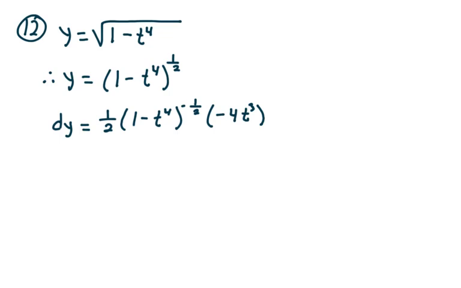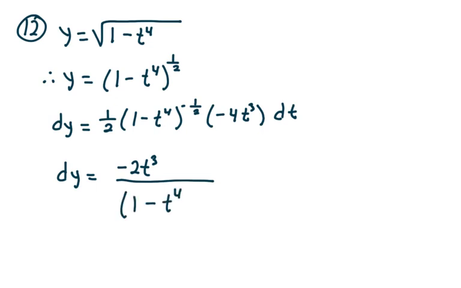But remember, we have to attach a dt. We're looking for the differential of this function. So y is expressed in terms of t this time and not x. And so if we simplify this a bit, 2 goes into 4 2 times, and so we get negative 2t to the 3rd divided by 1 minus t to the 4th to the half dt.